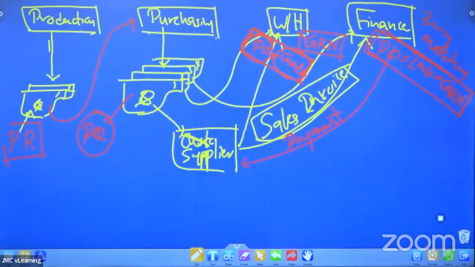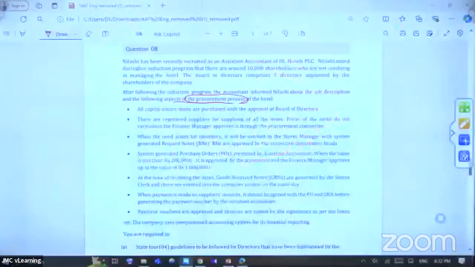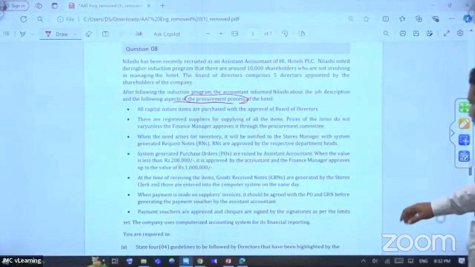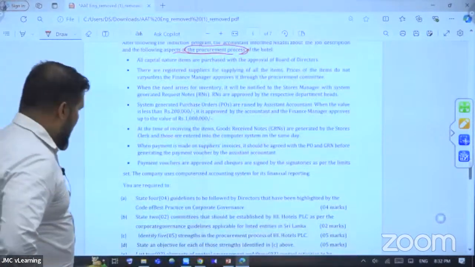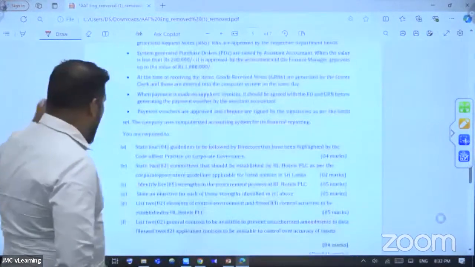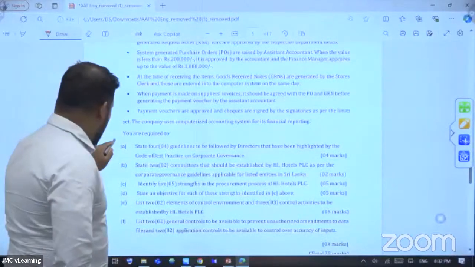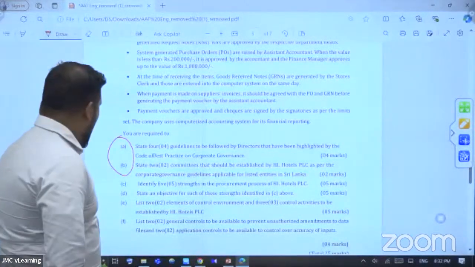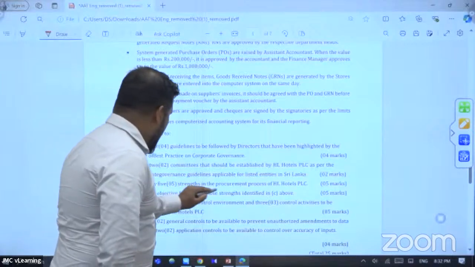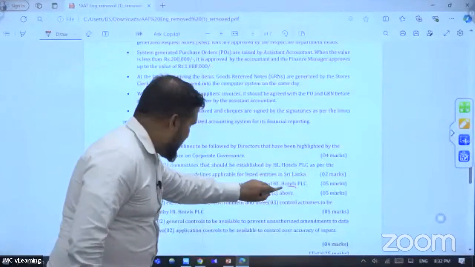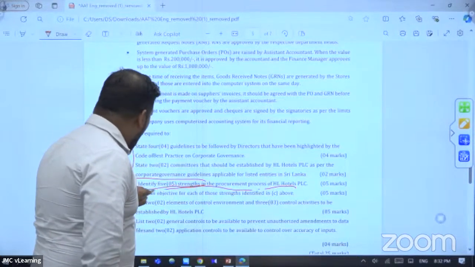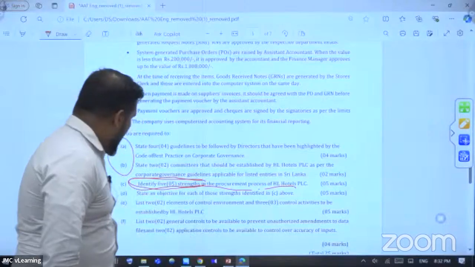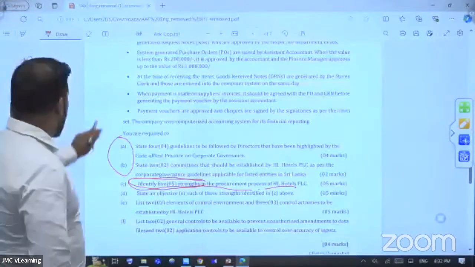You need to have that standard process in your head when you want to answer a question like this. So what are they asking? State 4 guidelines to be followed by the director. Those are tested from corporate governance. Identify 5 strengths in the procurement process of HL Hotels PLC. Earlier we were asked to find weaknesses, but here you need to identify 5 strengths.